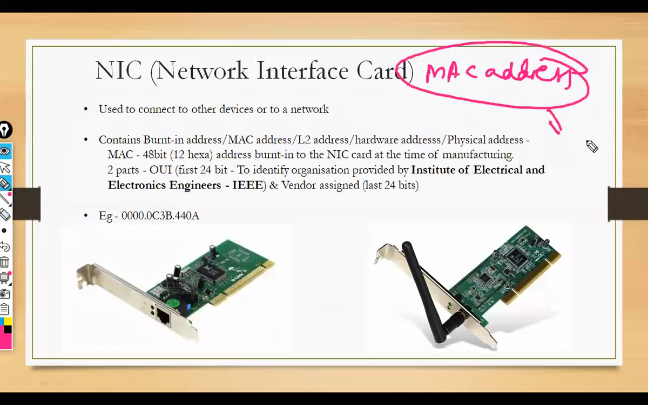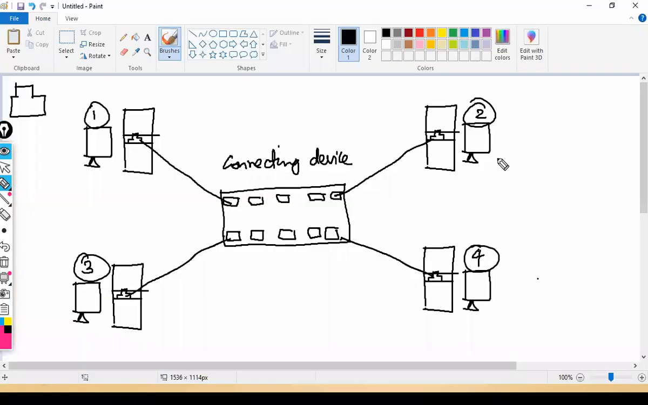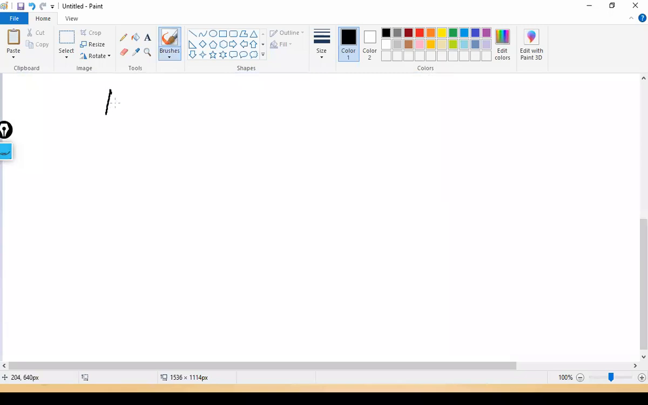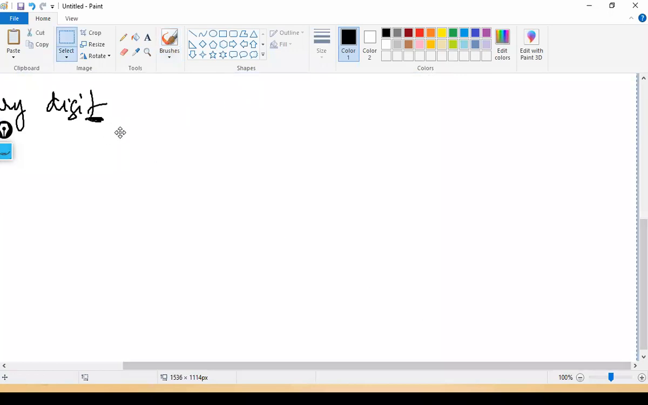Now, this MAC address is a 48-bit value. What is this bit, guys? Any idea what is bit? A bit means binary digit, BIT. You might have heard of binary digits, right? So what we humans use is the decimal digit, or the decimal number system.